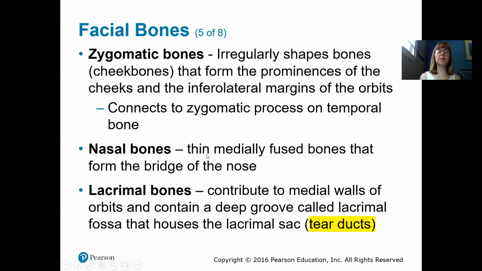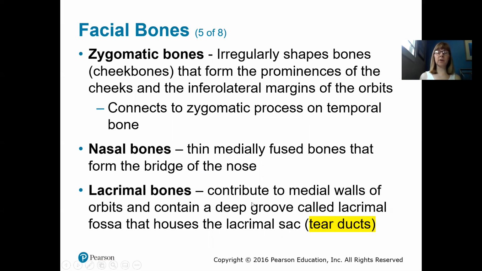Then you have the small little nasal bones that make up the top of your nose, or the bridge of your nose, basically, that your glasses rest upon. So remember, the main part of your nose, the tip of your nose, is cartilage, but the base of your nose is made of those nasal bones. That's forming the bridge of your nose.